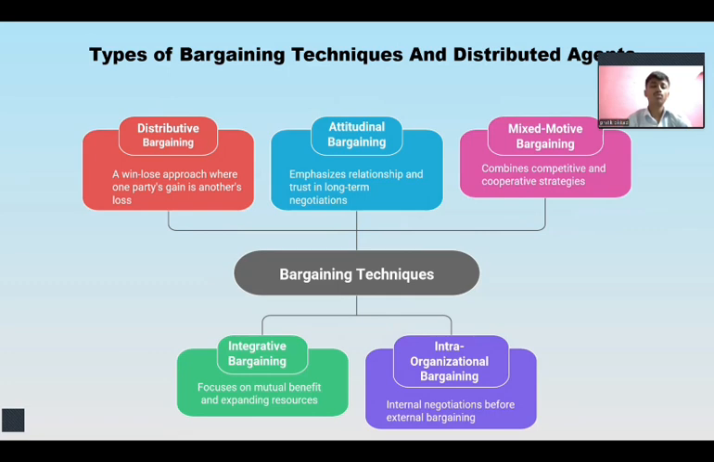Win-lose approaches, where one party gains at another's loss. Mixed motive bargaining combines competitive and cooperative strategies. Interactive bargaining focuses on mutual benefit and expanding resources. Intra-organizational bargaining: internal negotiations before external bargaining.